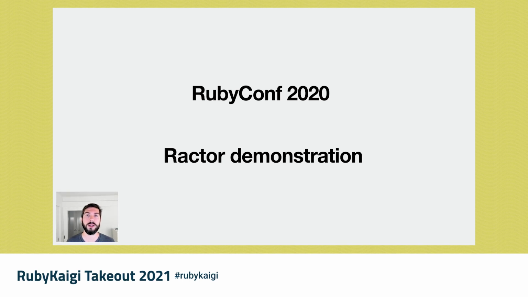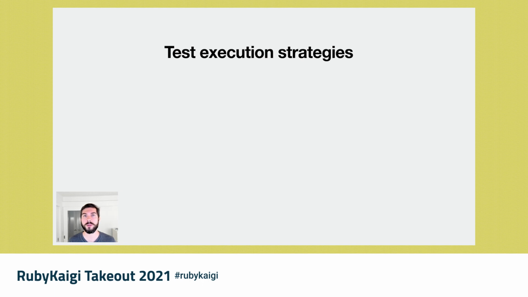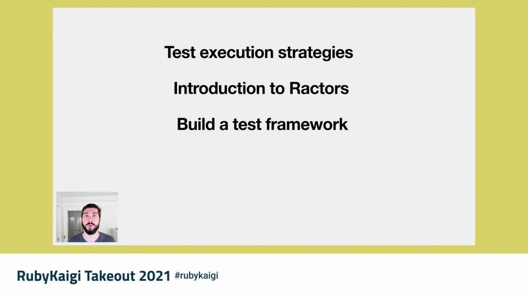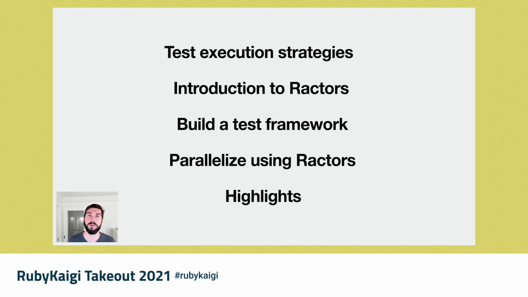So today we're going to take a look at a few test execution strategies. We'll see an introduction to Ractors and how they communicate. We will build a test framework like Minitest, parallelize it using Ractors, and then we're going to take a look at a few highlights, features, and limitations of this framework we built.